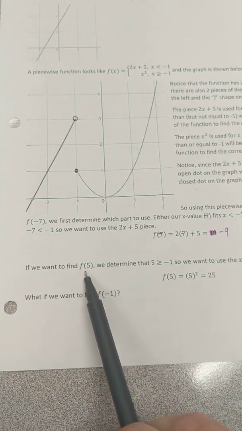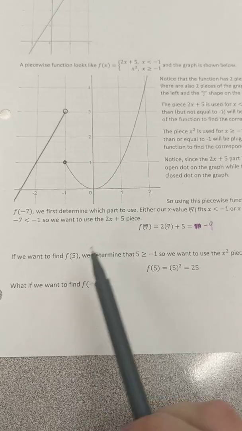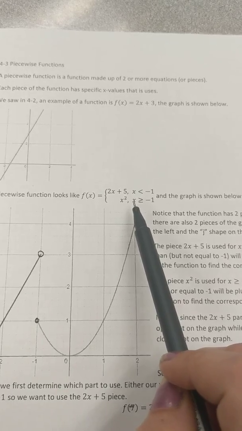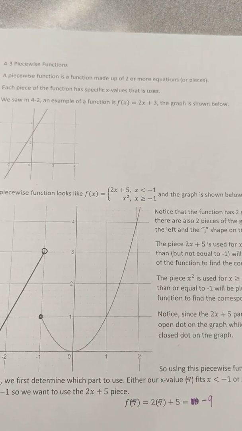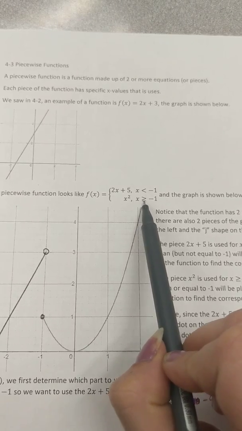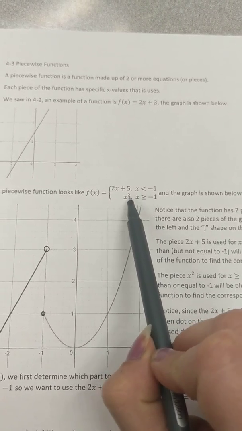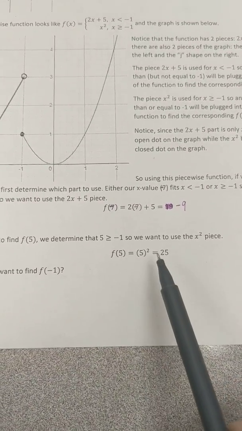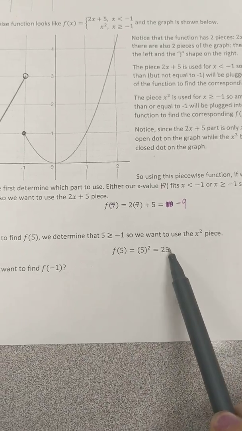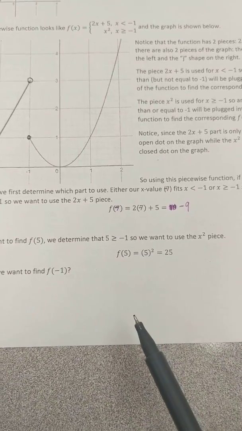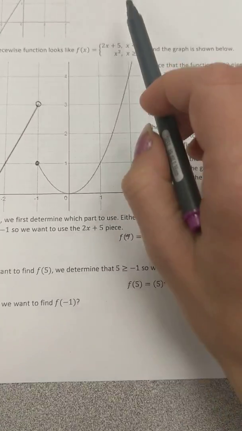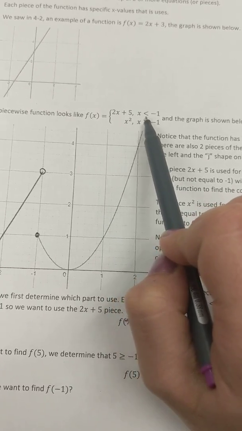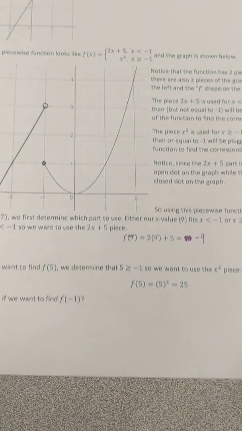So now if we want to find f of 5, same thing, we need to figure out which piece it fits into. Is 5 less than negative 1 or is 5 greater than or equal to negative 1? In this case, 5 is greater than or equal to negative 1, so I'm going to use this second piece, which just says I'm going to take x squared. So to find f of 5, I'm going to do 5 squared, which would give me 25. So f of 5 is 25. Don't plug this 5 into this top part of your function, because this function stops when we get to x being less than negative 1.